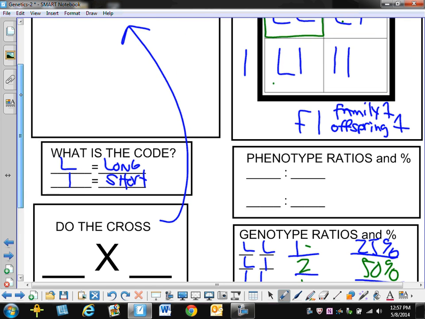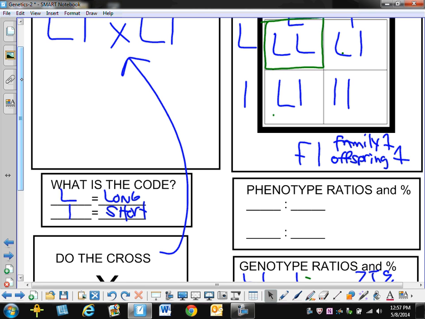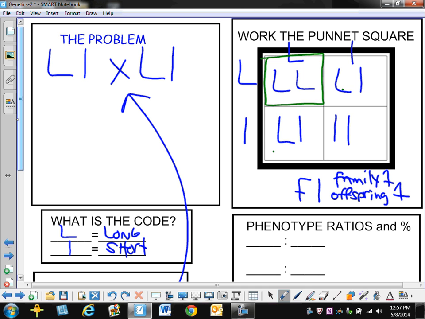Now, let's go up here. I'm going to change colors too. If we have a capital L, it's going to have long hair. Does this have a capital L in this box? There's one that's long hair. Do we have a capital L in this box? There's one that has long hair. Is there a capital L in this box? This has got long hair. Is there a capital L in this box? If it doesn't have long hair, what's it got to have? Short hair.